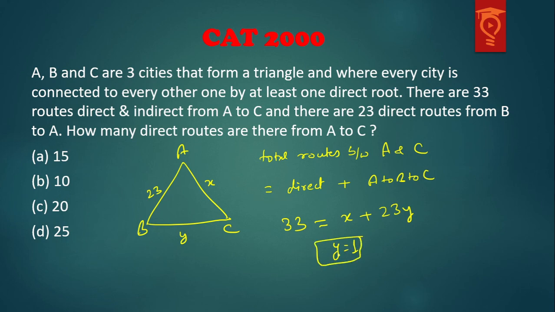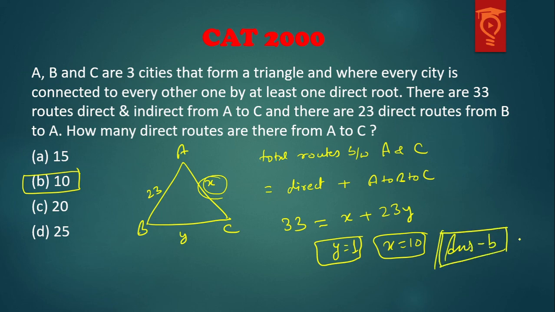If you put y other than 1, say you put y as 2, you'll get x as negative, which is not possible. So you put y as 1, so x becomes 10. What were you asked? Direct routes from A to C. The value of x was asked, so that comes out to be 10. So clearly the answer is B option. So hope this one is clear.